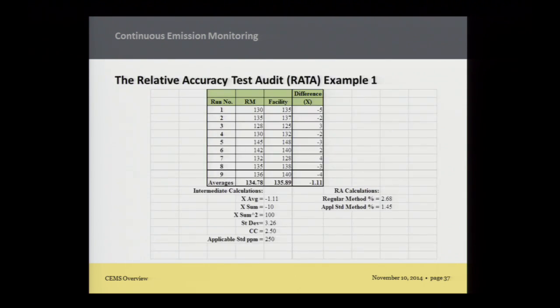So here's an example of a facility that did 9 RATA runs: the reference method, so your stack testers, here's the facility, and then here's the difference. I've just applied the equations that we talked about, broke it down so you can see each individual piece. And then we look at the fact here that the applicable standard is 250 ppm. You can see pretty easily we're 1.45%, so this passes the RATA with flying colors, right? You're pretty close. Sometimes you don't always see them that close. I just threw numbers up here to give you an idea.